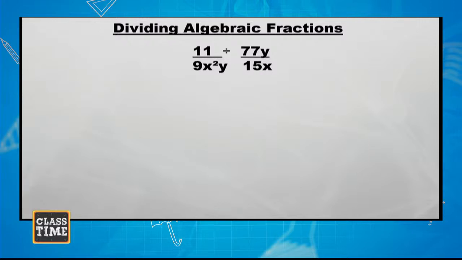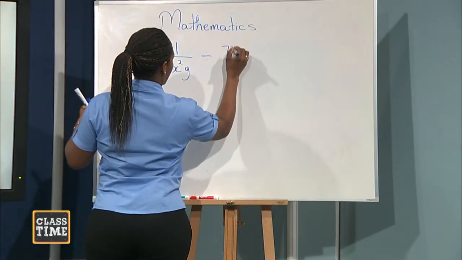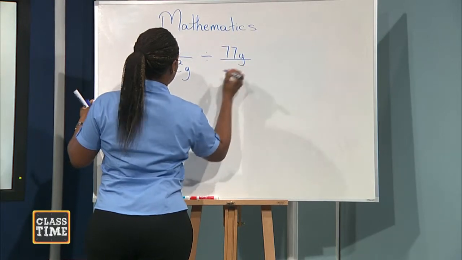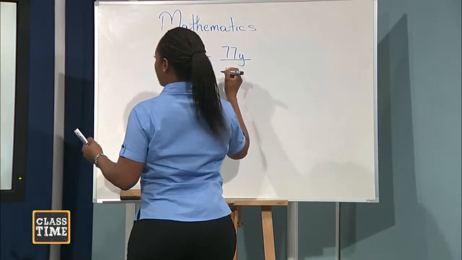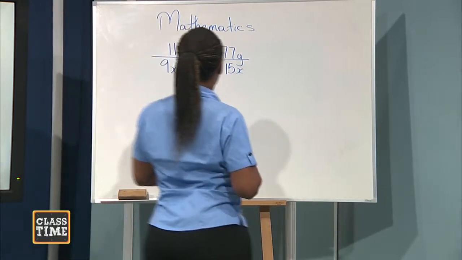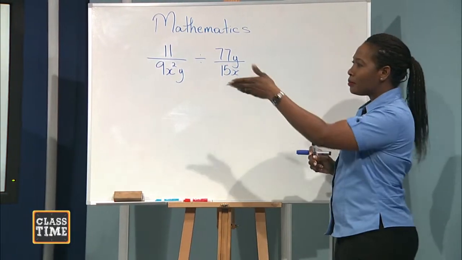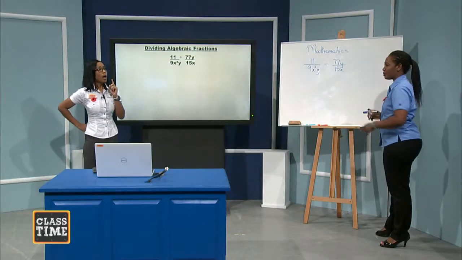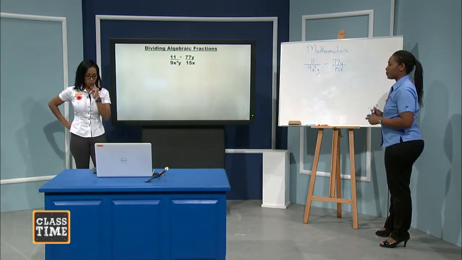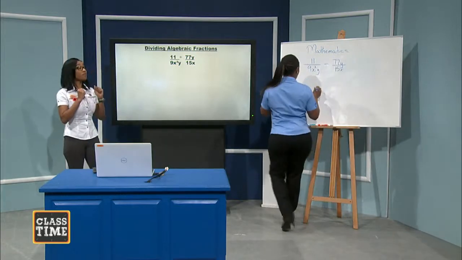So let's go. And again, because Tamika loves the board, she loves to write, Tamika is going to do this one for us. So we have 11 over 9x squared y divided by 77y over 15x. All right. What do we know about fractions when we're dividing by fractions? What do we tend to do? I remember that when we are dividing fractions, we multiply by the reciprocal of the divisor.